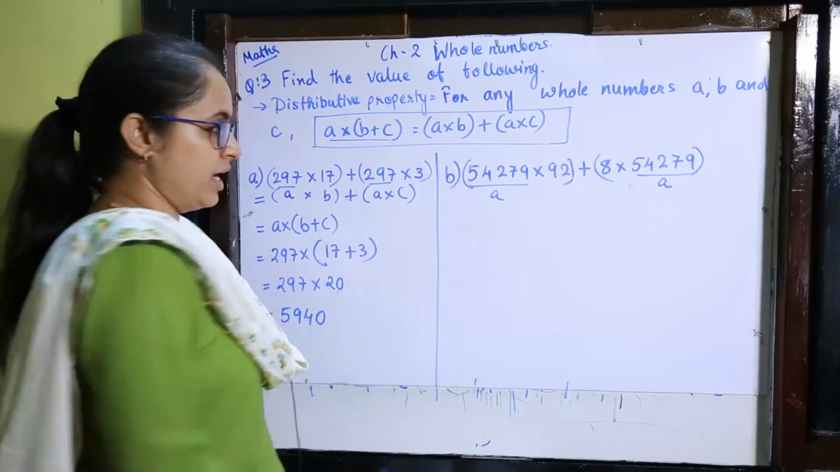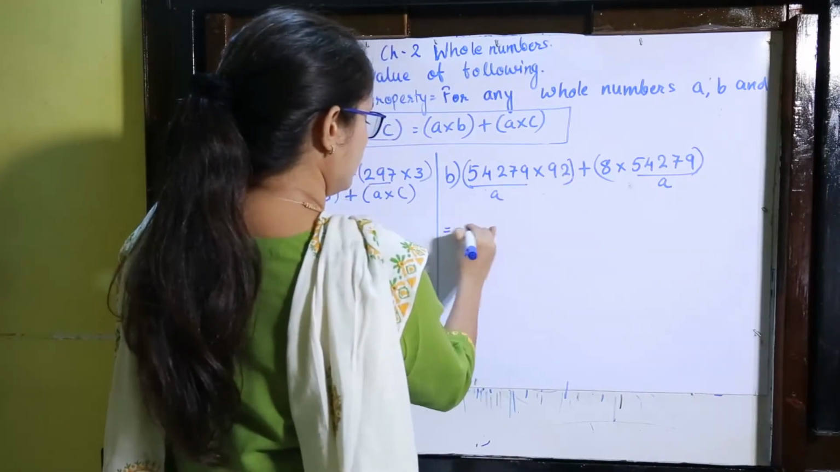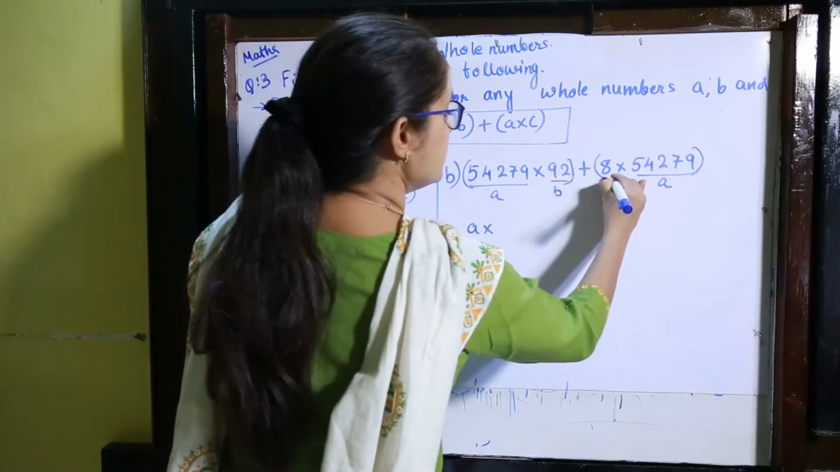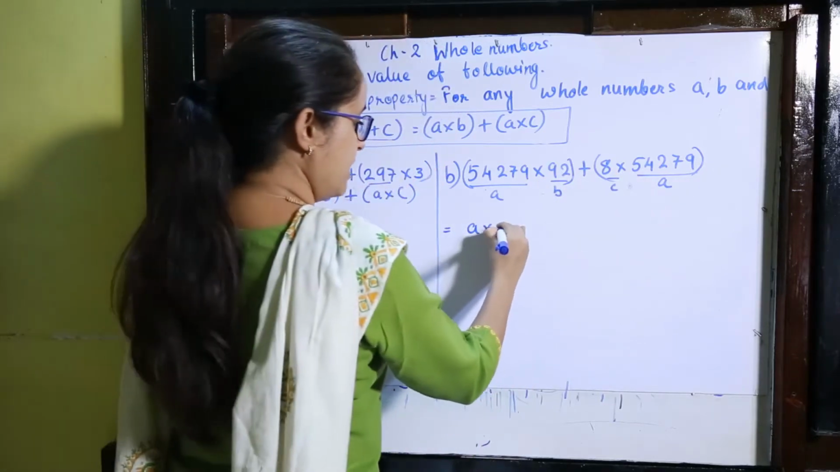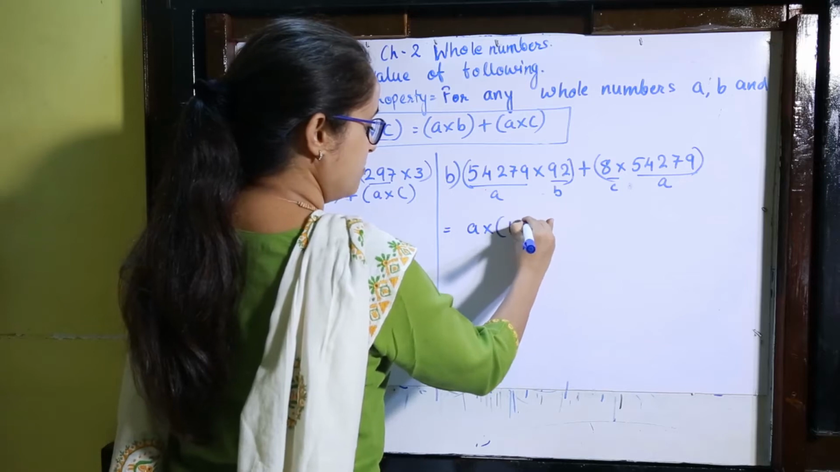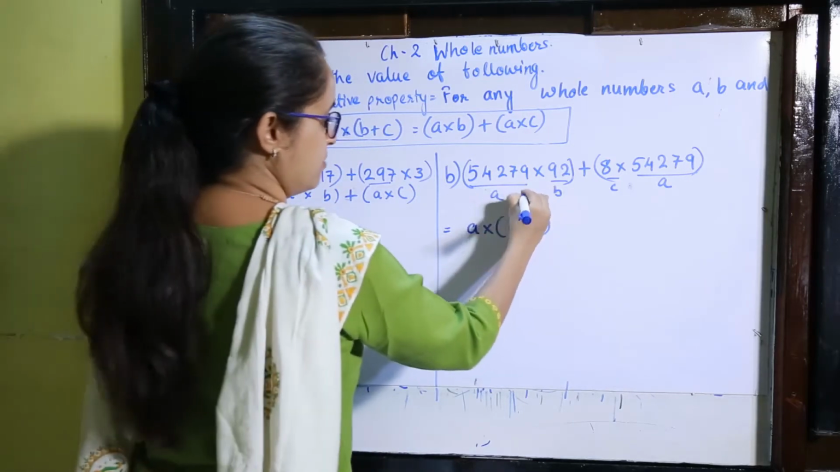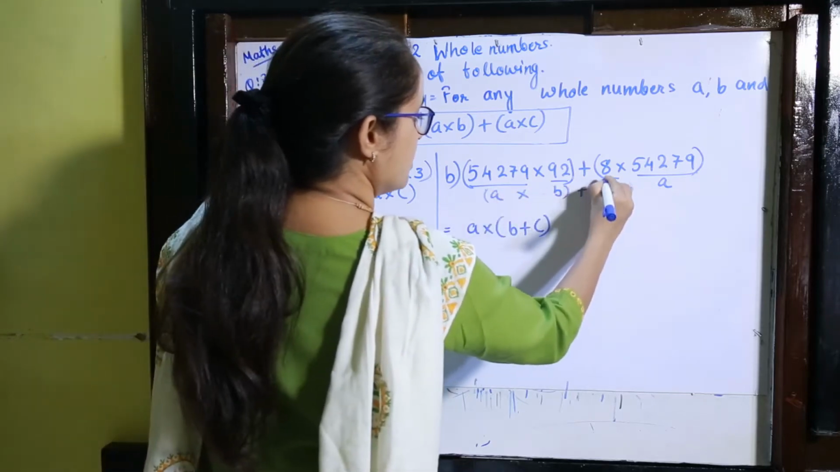This is your A. Now A is given to you. So you have to write A multiply by B is given here, C is given here. So A multiply by B plus C. In this form you have to write this number. A multiply by B plus C.